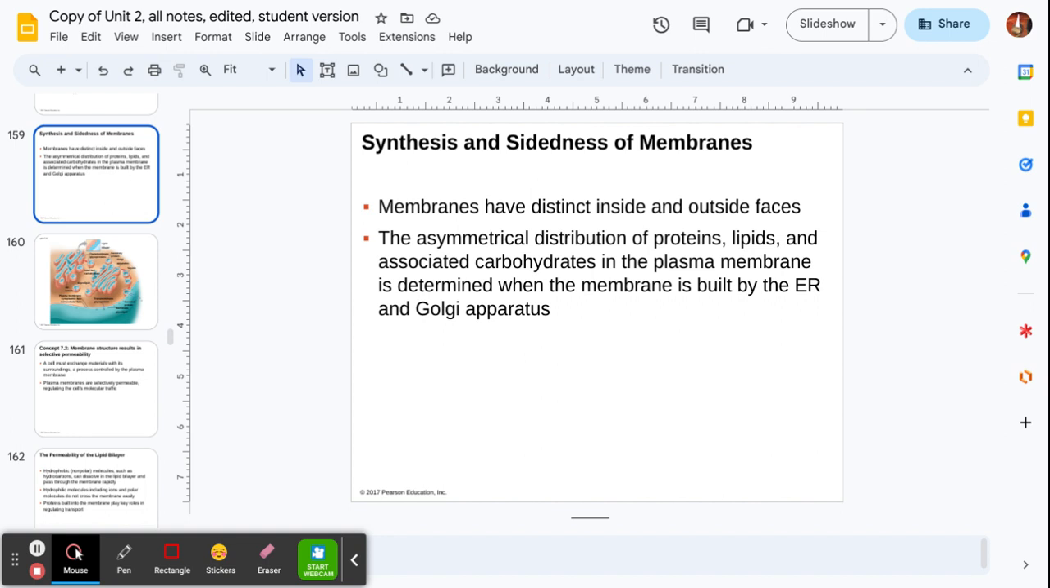And that asymmetry is built in when the membrane is actually built. Remember, the smooth ER is responsible for building lipid molecules, and then finishing them off in the Golgi. So when they leave the Golgi, they've already got that kind of orientation, so that they are already asymmetrical, and they can only be put into the membrane in one orientation. So they can only go on the outside, or they can only go on the inside of the cell membrane.